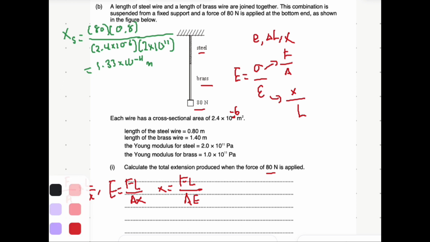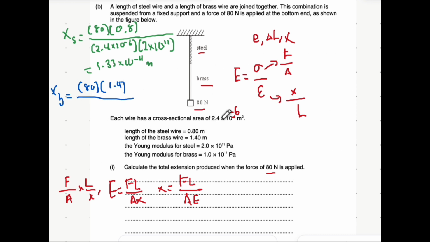Great. Now let's find the extension of the brass. So extension of brass, using a similar calculation, and doing this a bit quicker, is the force experienced by the brass multiplied by the length of the brass, which is 1.4, divided by the cross-sectional area, which is also 2.4 times 10 to the minus 6, multiplied by the Young's modulus of the brass, which is 1 times 10 to the 11. Now in a calculator, that'll get you a value of 4.67 times 10 to the minus 4.